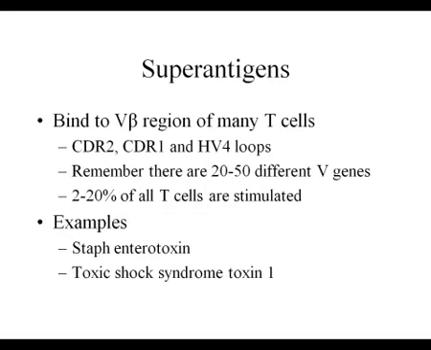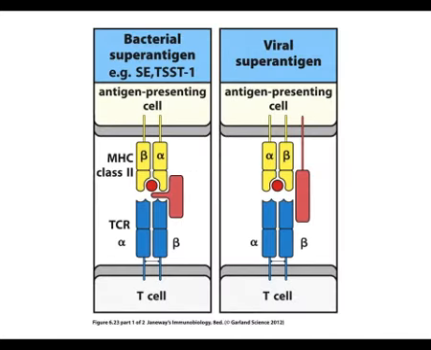So then 2 to 20% of all your T cells will be stimulated at the same time, then you get very, very sick. Examples would be staph enterotoxin, where you get bad food poisoning, or toxic shock syndrome toxin 1, that causes toxic shock syndrome. So you're going to have a whole bunch of cytokines that are getting released that are going to cause a whole bunch of damage in your body.